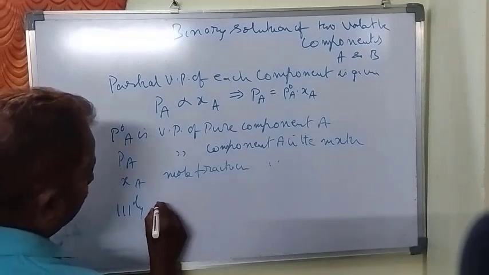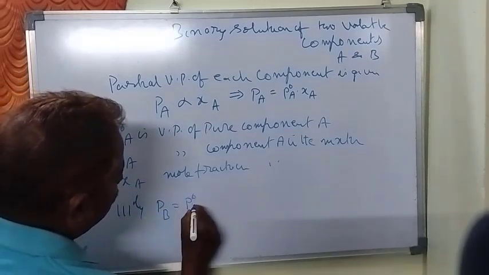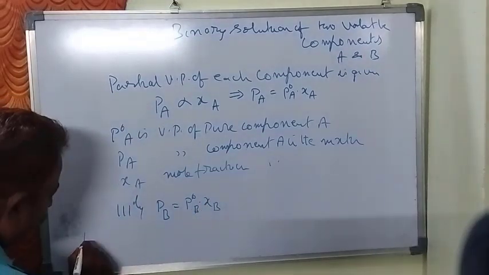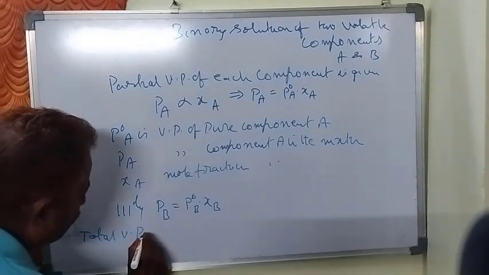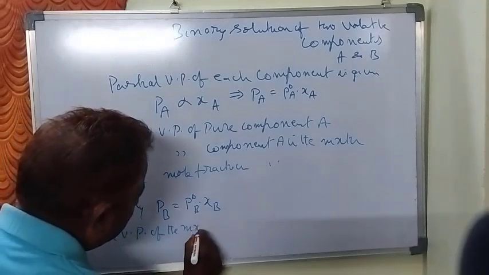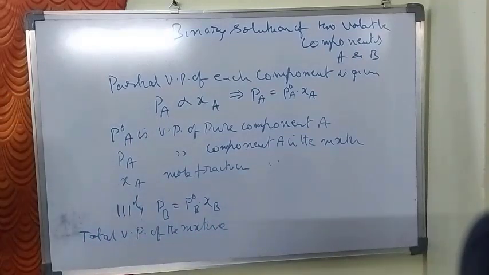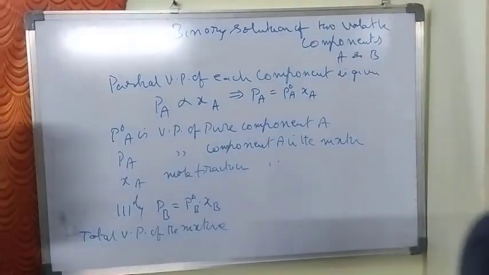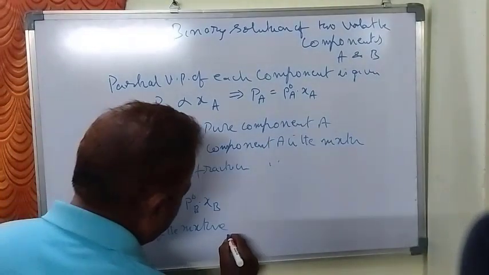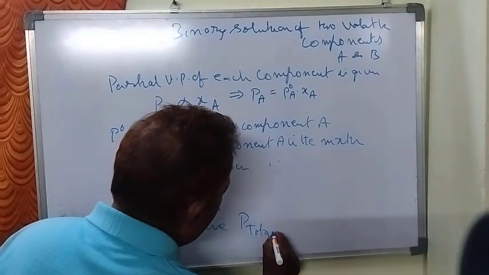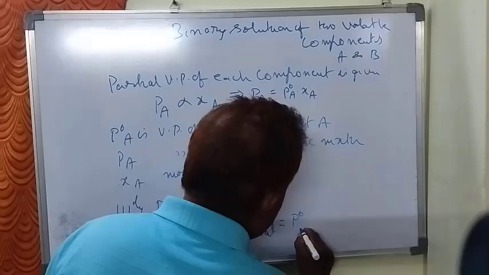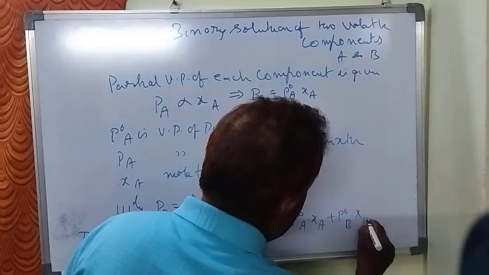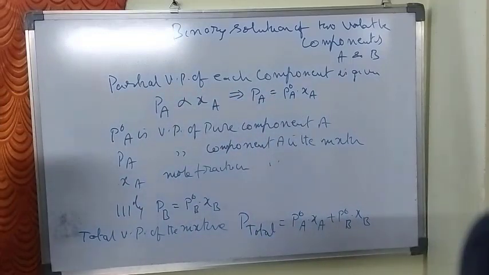So PA equal to P0A into XA. Similarly, PB is equal to P0B into XB. Now, total vapor pressure of the mixture. How do we get the total vapor pressure of the mixture? If we add the partial vapor pressure of component A and the partial vapor pressure of component B, then we get the total vapor pressure of the mixture. Therefore, P total equal to P0A XA plus P0B XB. So this is the total pressure.